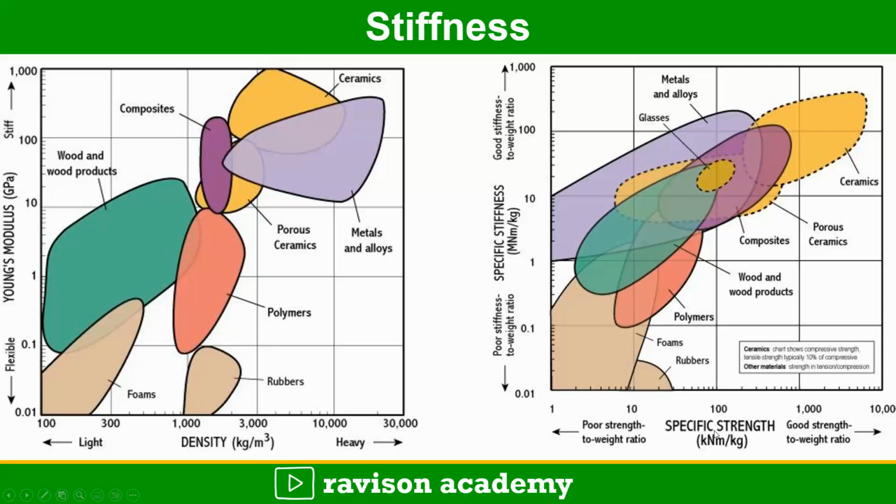Coming to this next graph, it shows the variation of specific strength with respect to specific stiffness. Specific strength is nothing but strength to weight ratio. If the strength to weight ratio is very low, we cannot employ the material for carrying high loads. Similarly, if the strength to weight ratio is very good, the material has more strength, but at the same time the weight is also very high. Similarly, good stiffness to weight ratio. Mostly the metals and ceramics have the stiffness to weight ratio.